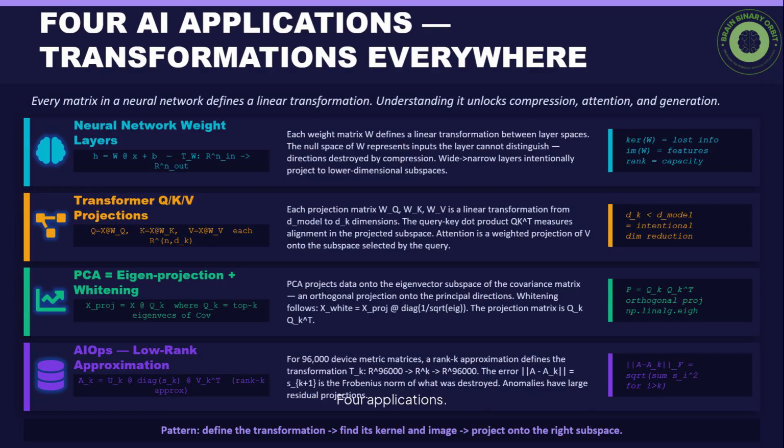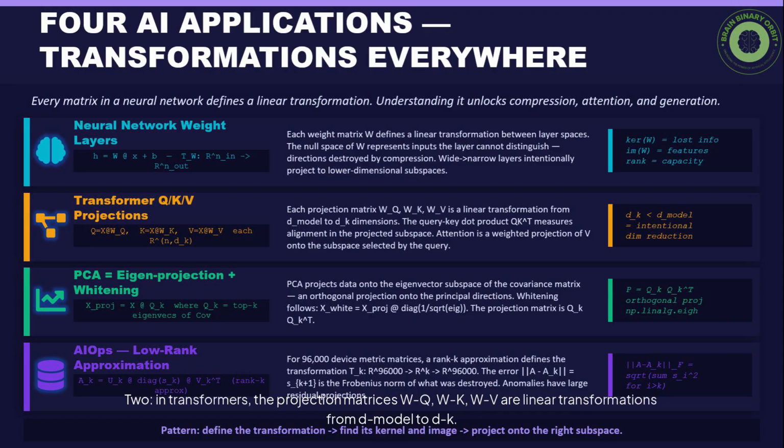Four applications. 1. Each weight matrix W in a neural network layer defines T_W from R^n to R^m. The null space of W is the set of inputs the layer cannot distinguish. Low-rank weight matrices intentionally project to lower-dimensional subspaces. This is the foundation of parameter-efficient fine-tuning and LoRA.